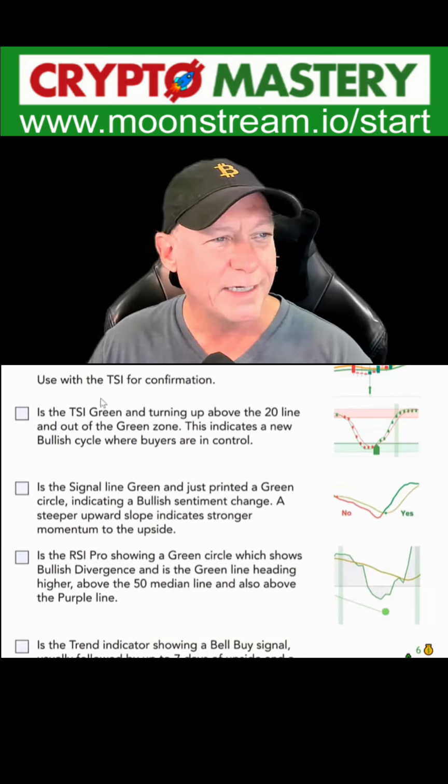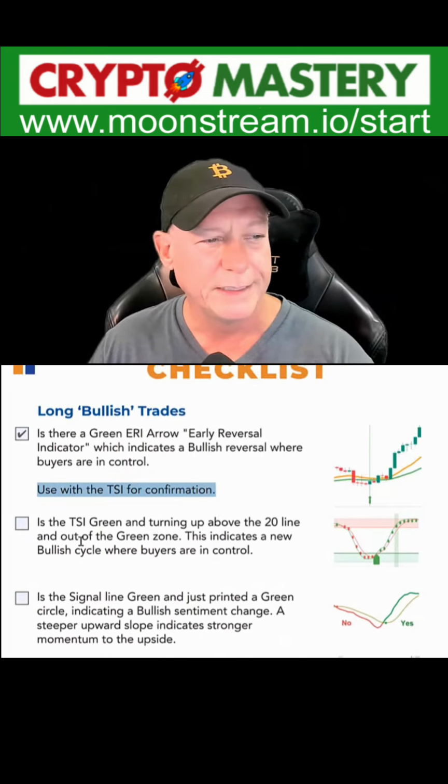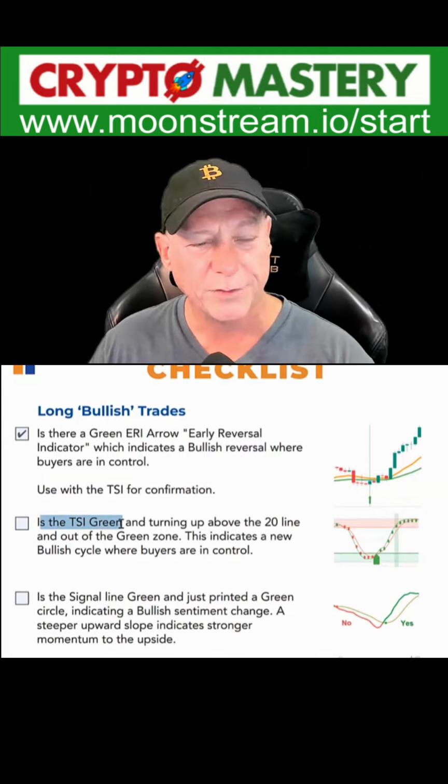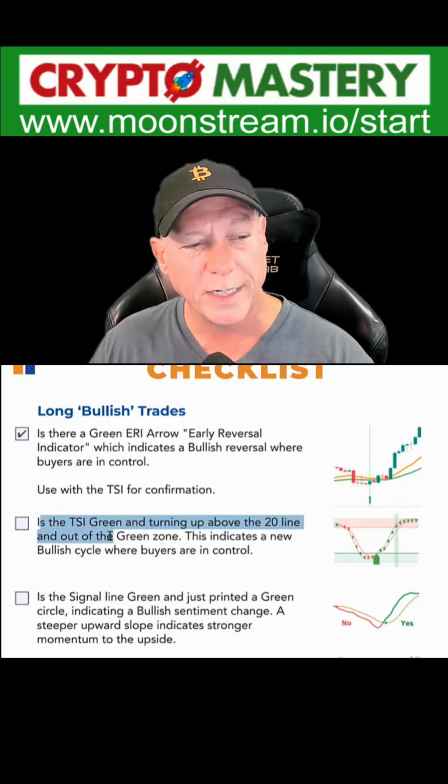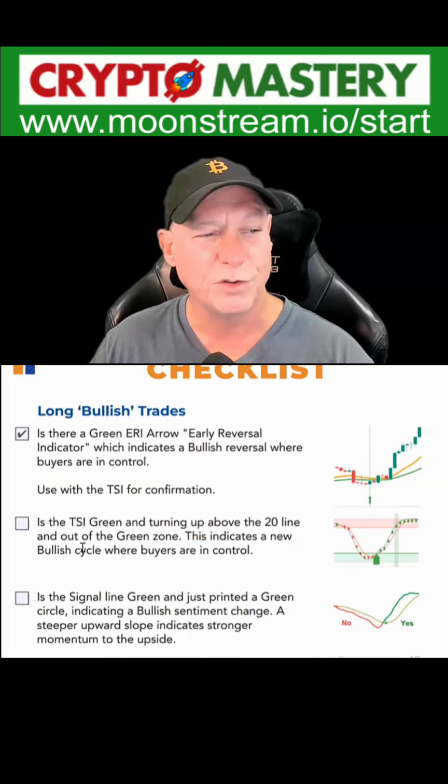And so we had, and it even says here, use with the TSI for confirmation. Next one, is that trend strength indicator turning up and above the 20 line and out of the green zone? This indicates a new bullish cycle where buyers are in control.